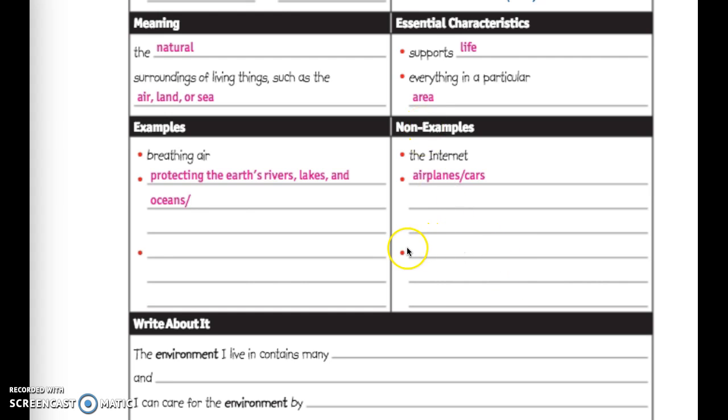Now I want you to come up with your third non-example, something that doesn't have to do with the environment. Something that doesn't have to do with the natural surroundings of living things, such as air, land, or sea. And it will probably have something to do with technology.